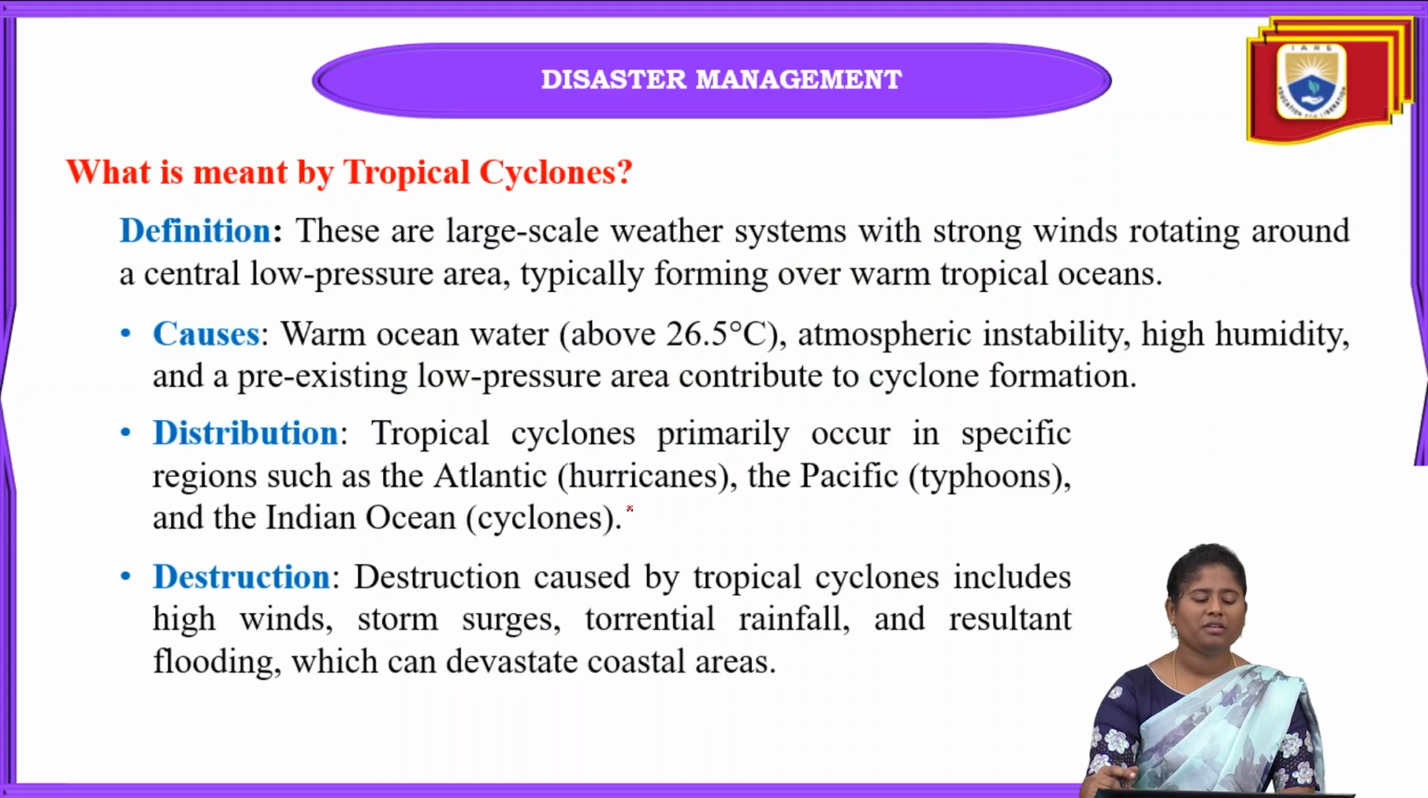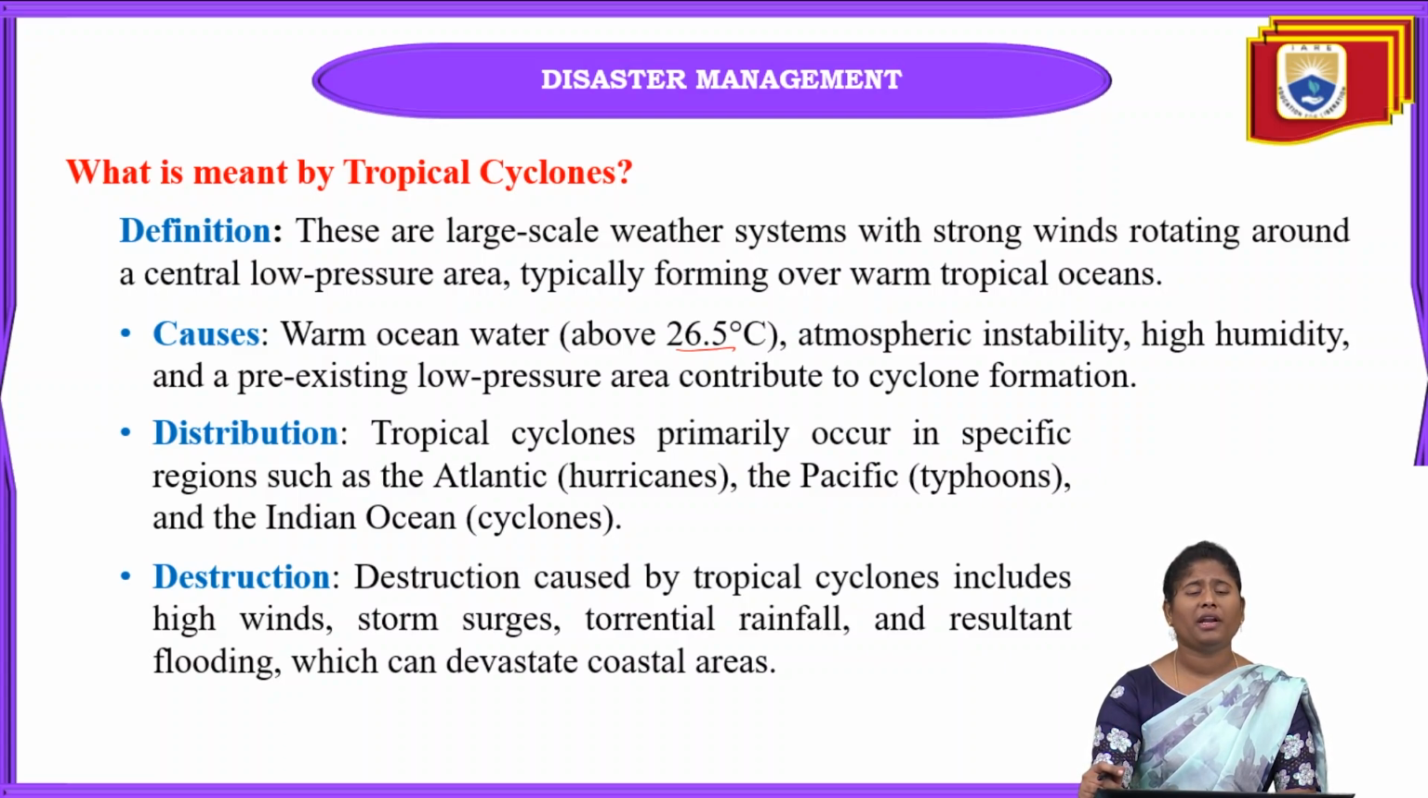Next is what is meant by tropical cyclones. A tropical cyclone is a large-scale weather system caused by strong winds that rotate around a central low pressure area. This can be seen in tropical oceans. The main cause of tropical cyclones is warm ocean water of about 26.5 degrees Celsius. Along with warm ocean water, atmospheric instability, high humidity, and pre-existing low pressure all contribute towards cyclone formation.